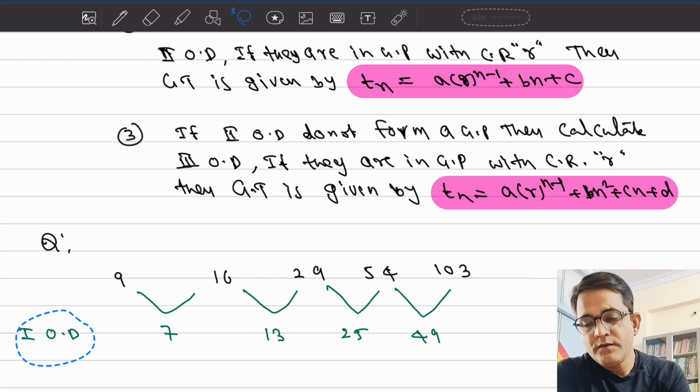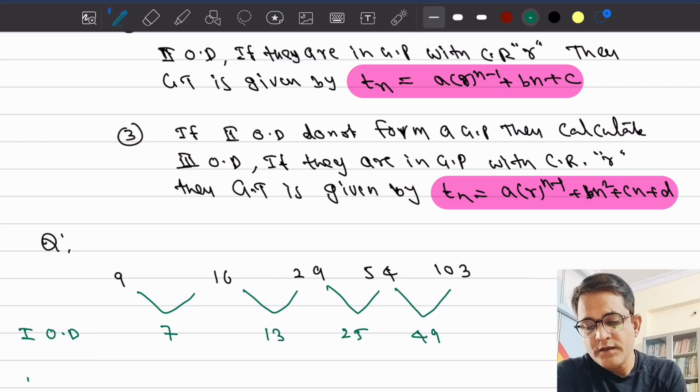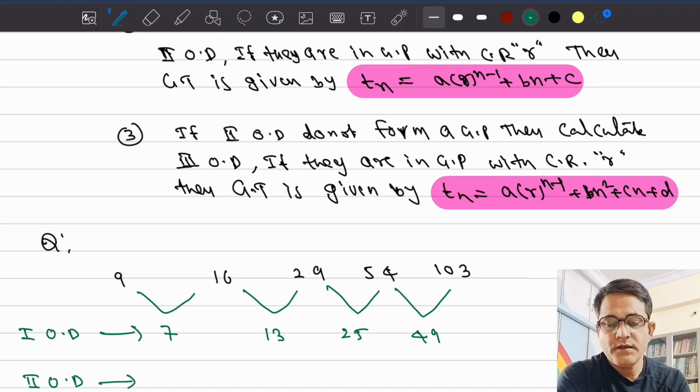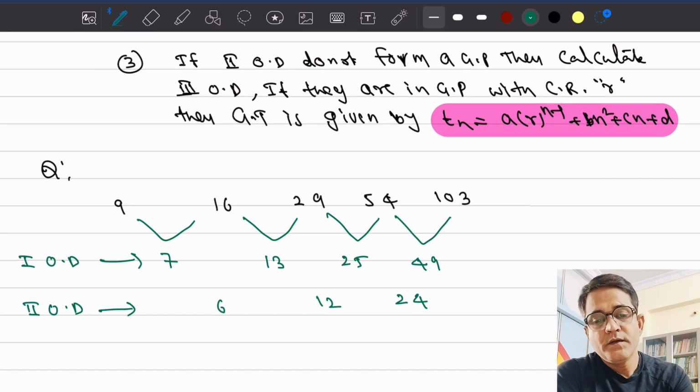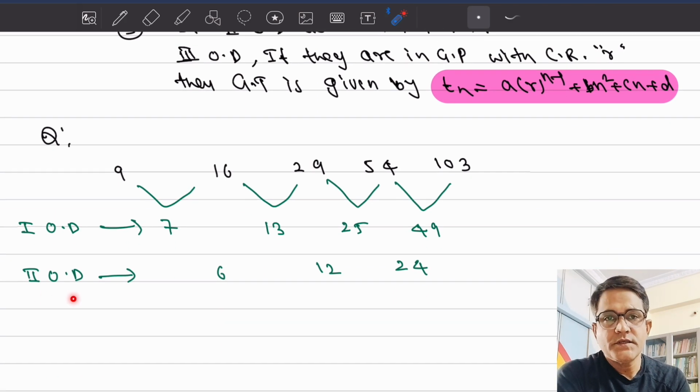So then calculate second order differences. Here 13 minus 7, that is 6. 25 minus 13, 12. And 49 minus 25, 24. Now see, here second order differences are not equal but form a GP with common ratio of 2. Therefore, it comes under type 2.